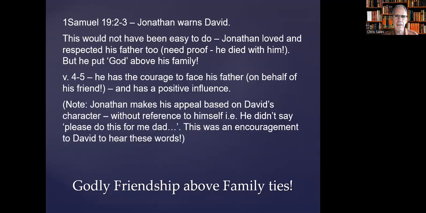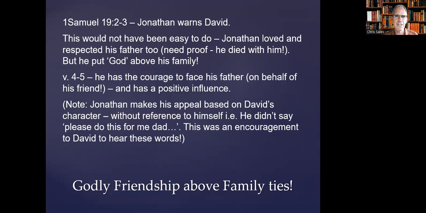And notice that Jonathan makes the appeal based on David's character. He doesn't say, oh, Dad, come on. David's my friend. Can you do this for me? You know, you love me, Dad. Do this for me. He doesn't. He bases it on fact, on David's character, on David's connection to God, and that God works through him.